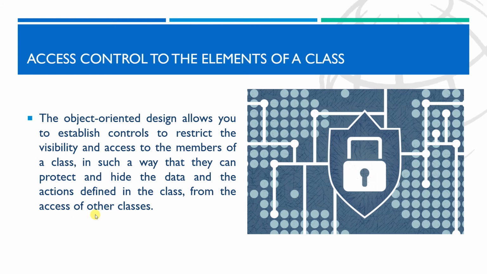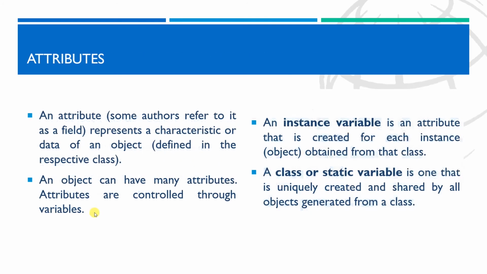And for now, we need to know what an attribute is. An attribute represents a feature or data of an object. An object can have many attributes, and attributes are controlled through variables. Because of this, it is not enough to identify the data that the objects will have. The data type must also be determined.